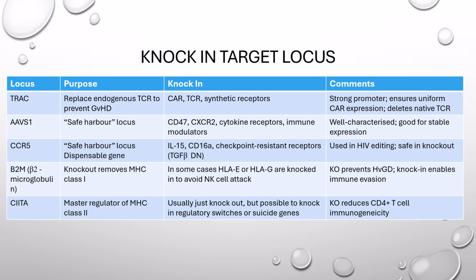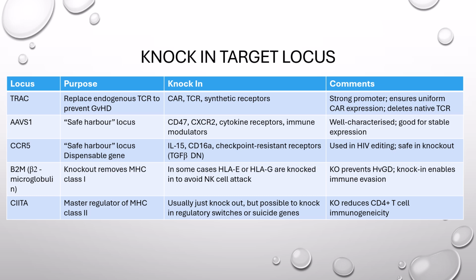And then there are these other sites. So we've got the AAVS1. This is a well characterized and well understood locus. It's where the wild type adeno-associated viruses integrate. So it's well known, well characterized, and it's good for stable expression. And so you can use that. It's known as a safe harbor locus, and you can use it for CD47 or CXCR2 or any cytokine receptors.